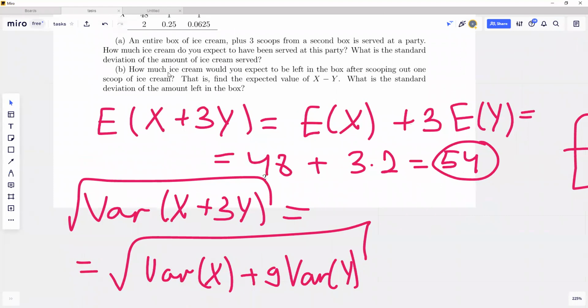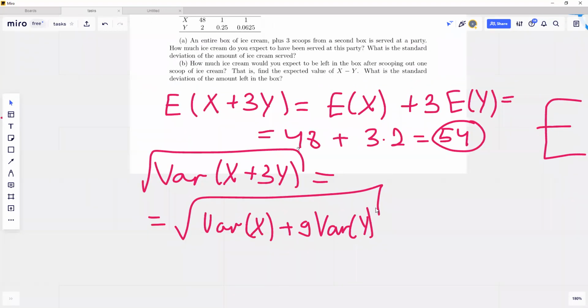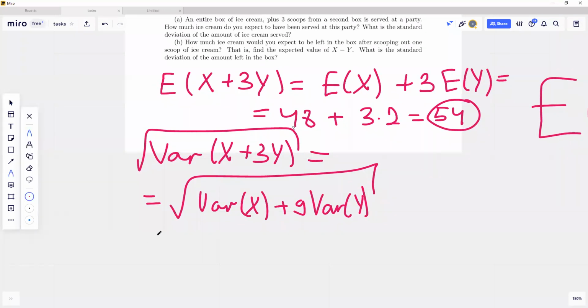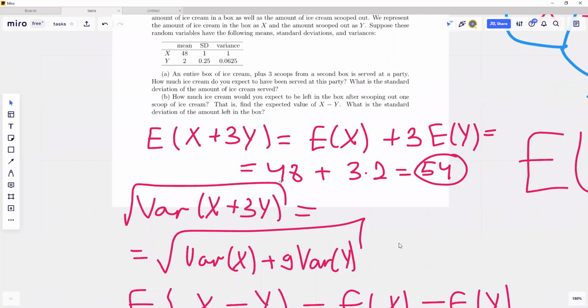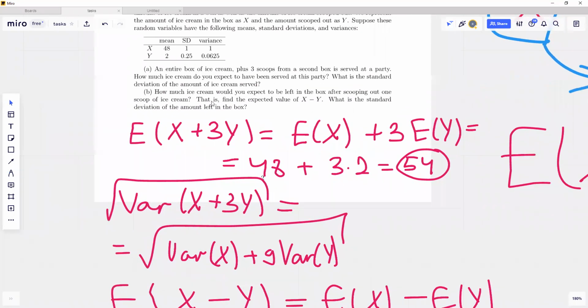Now part B, how much ice cream would you expect to be left in the box after scooping out 1 scoop of ice cream? All right, then we are looking for expected value of X minus Y. So this is expected value of X minus expected value of Y. So 48 minus 2, 46.